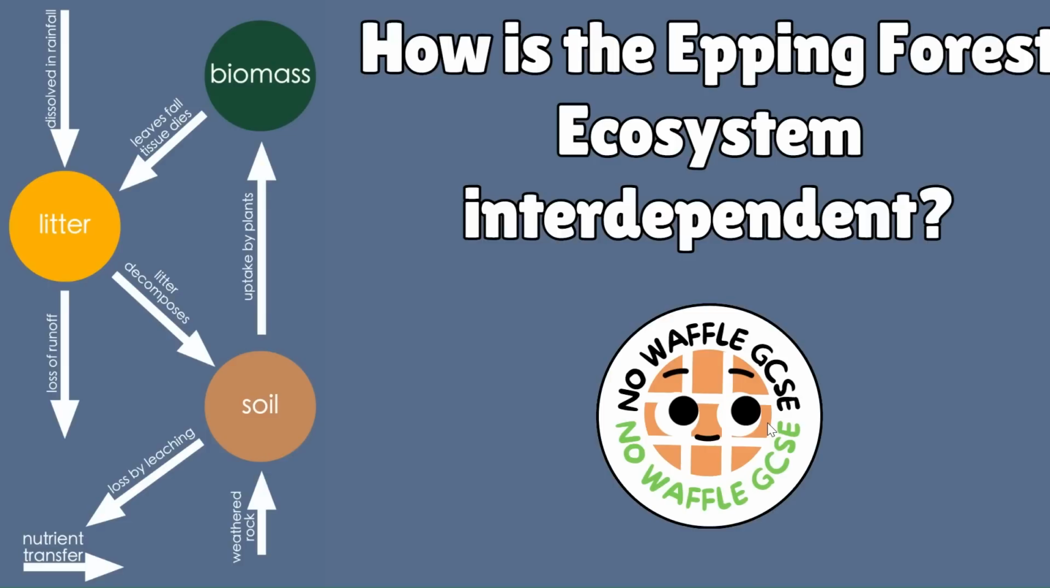Now, interdependence is an important topic in geography as well. So you need to know, how is the Epping Forest ecosystem interdependent, i.e., how does everything rely on one another? So the population of the foxes, how does that rely on the population of a producer, for example? And you can talk about the biomass, the litter, the soil, etc. So pause here, make a note of this diagram, and let's move on to the next one.